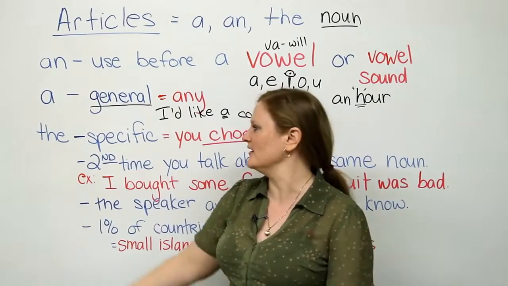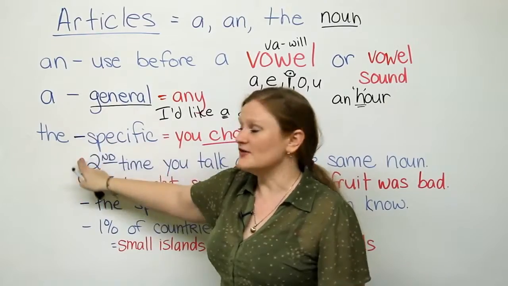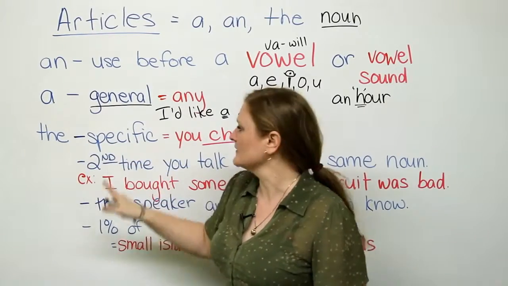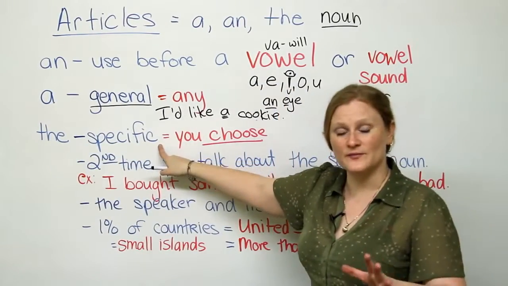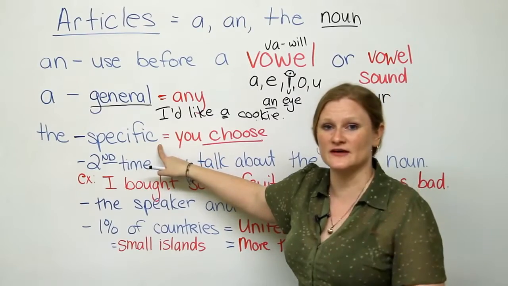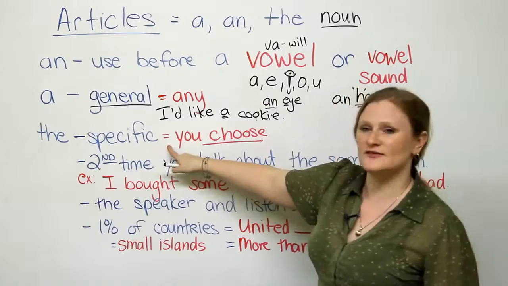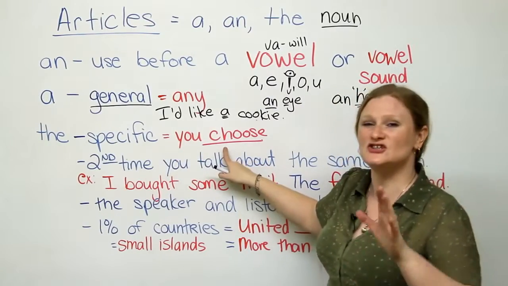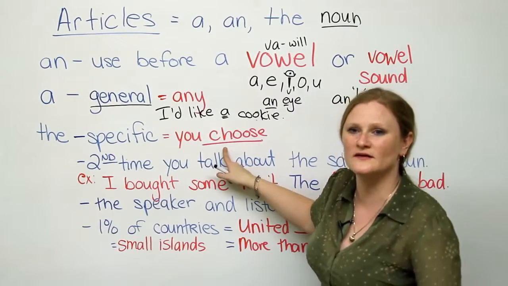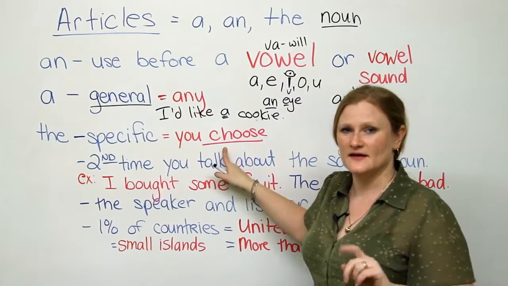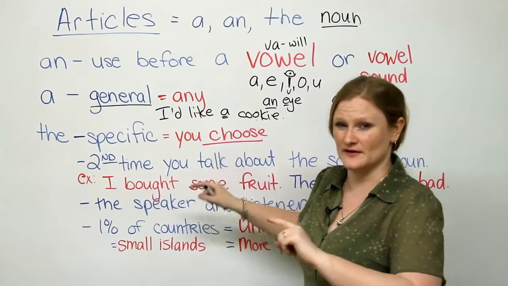The next is the. The is opposite to a. The means something very, very, very specific. General and specific are opposites. This means you actually choose which one you are going to get. Think about this when you go shopping.